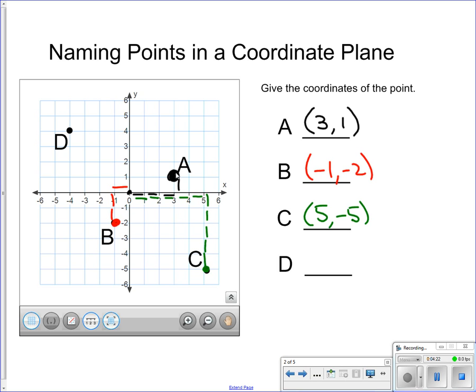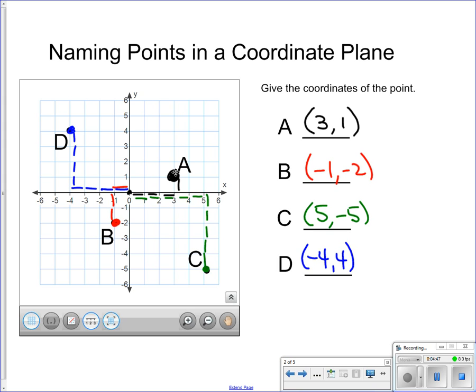And the last one is D here, and that's going to be 1, 2, 3, 4 to the left, 1, 2, 3, 4 up. So that's going to be (-4, 4). Make sure that you move right or left first, up or down second. Otherwise, your points are going to be all in the wrong spot, and you're going to have your graphs shifted when you start creating them. Right or left first, up or down second.